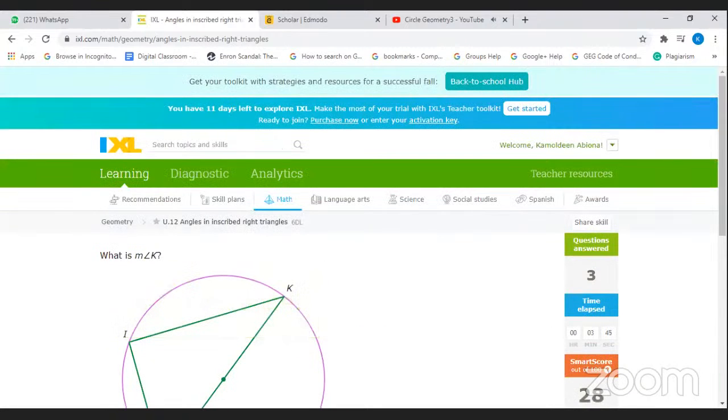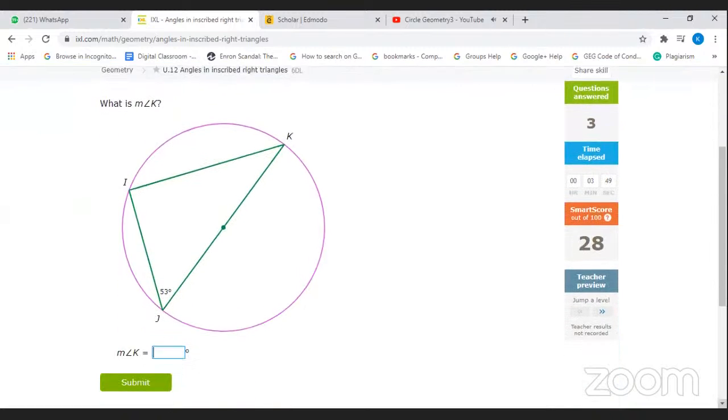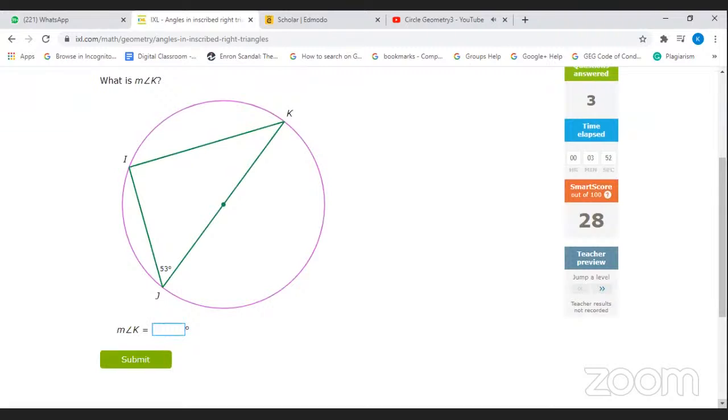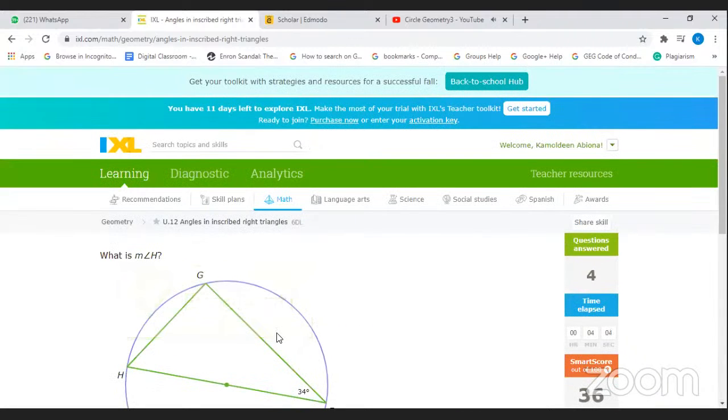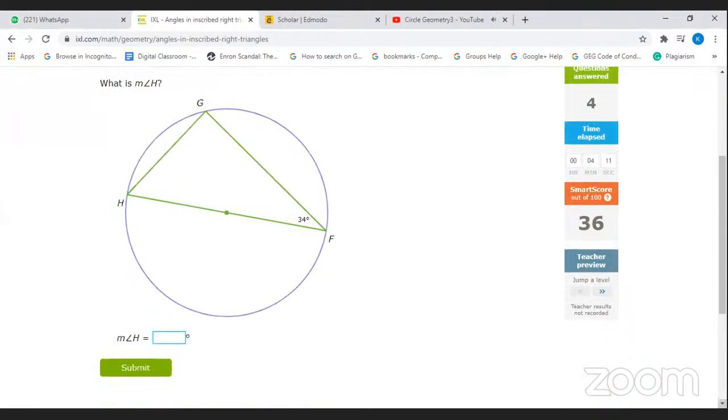The next one, you want us to find angle K. It's still the same manner. Since that one is 90, it means what will you add to 53? That would be 37. So the same thing here, we are finding angle H. We know that G is already 90. Angle H, that would be 56.